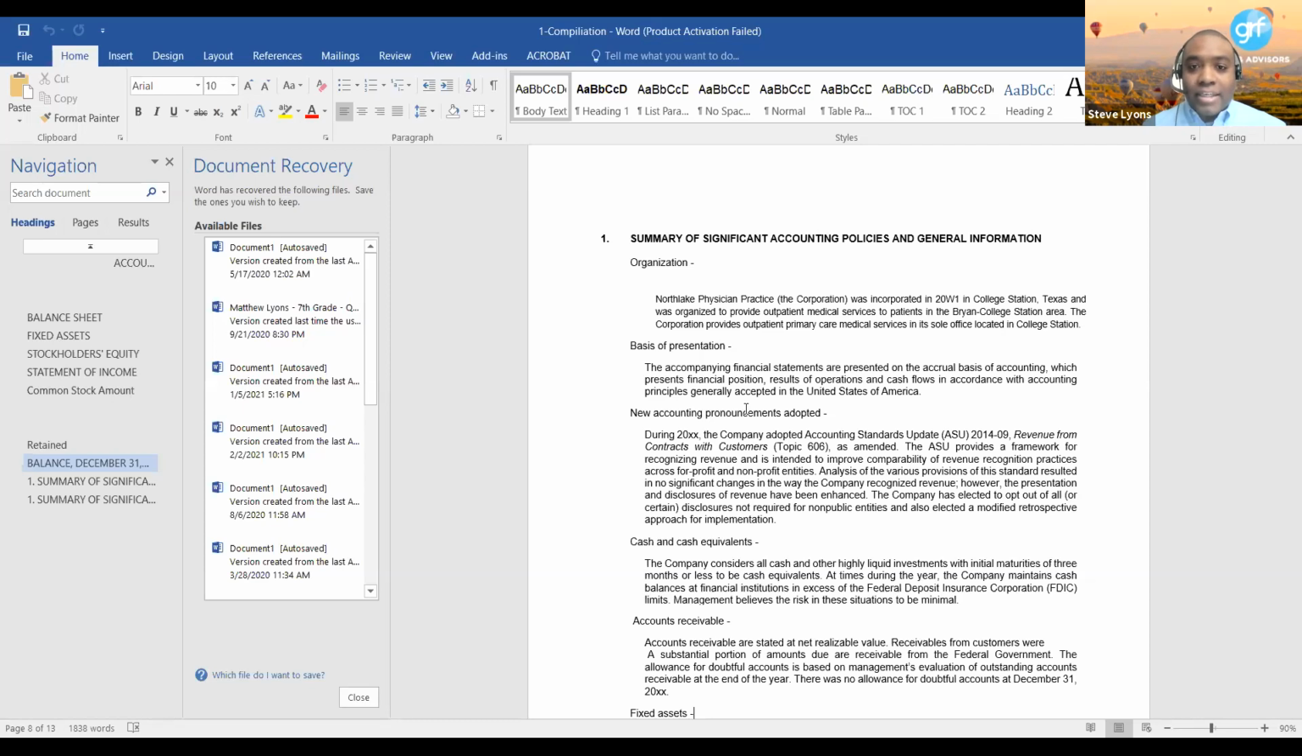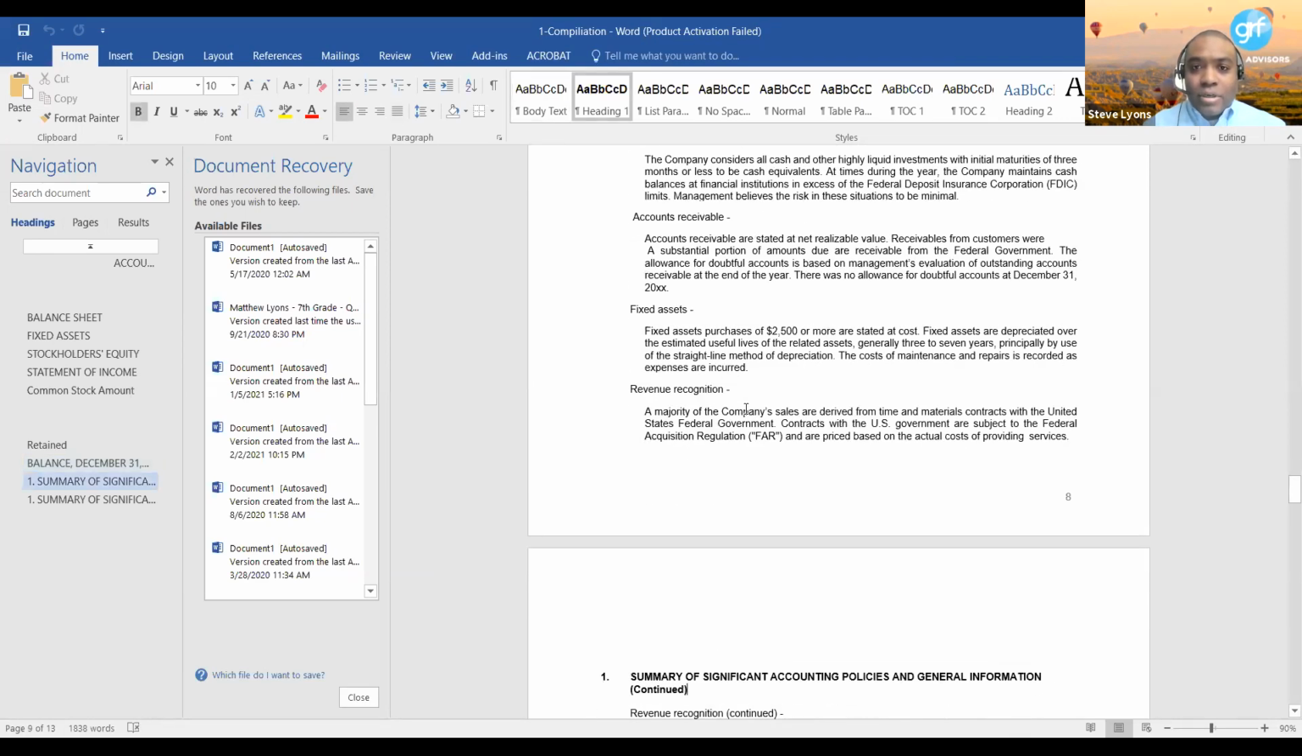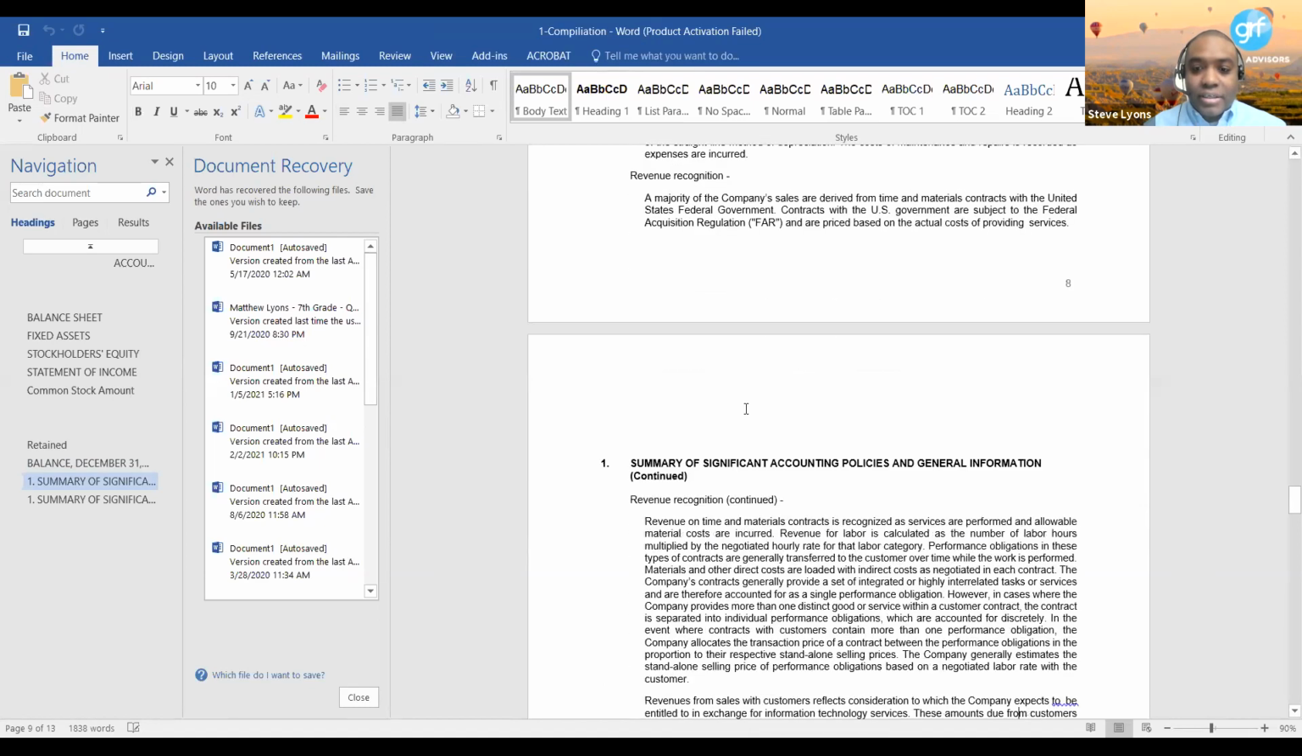Again, going back to the compilation, the footnotes can be omitted as well. So as we discussed with omitting the cash flow in the compilation, you can remove the footnotes as well. Again, for ease of preparation, the footnotes and the cash flow statements in certain types of compilation can be removed. As we scroll down here, these are some of the accounting policies for your assets. So if you have receivables, fixed assets, we disclose your revenue recognition.